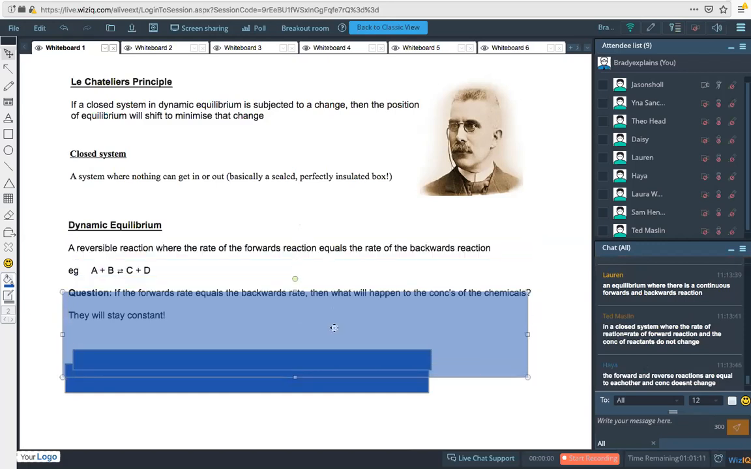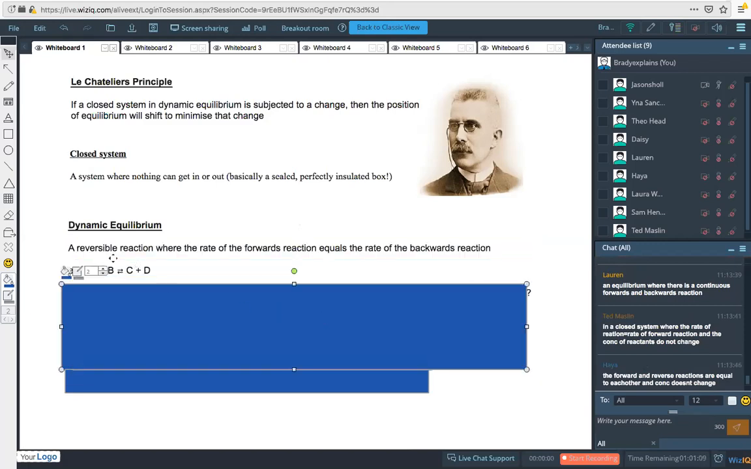Excellent. Yeah, absolutely right. So it's a reversible reaction. I mean, technically every reaction is technically reversible. But in this one, we have where the forwards rate equals the backwards rate of reaction. So this is not to say that we don't have any reactions happening. It's just that for each forward reaction, you get a backwards reaction.